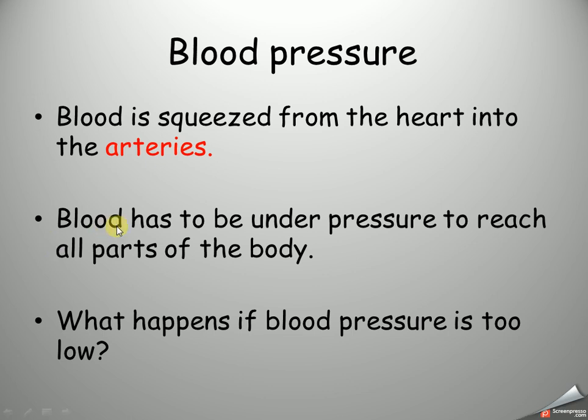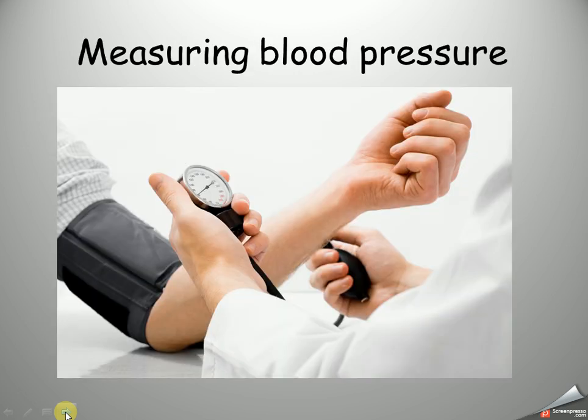So the blood, when it comes out of the heart, obviously has to be under a great deal of pressure. Okay, and the reason why it has to be under pressure is so it can reach all parts of the body. Like I've written here, what happens if the blood pressure is too low? Well, if the blood pressure is too low, then the blood might not be able to get to parts above the heart, like, for example, the brain. And if it does that, then you might faint. Okay, so blood pressure can't be too low. It just has to be within a perfect range.